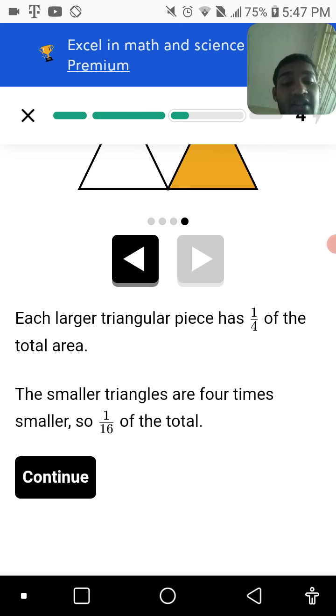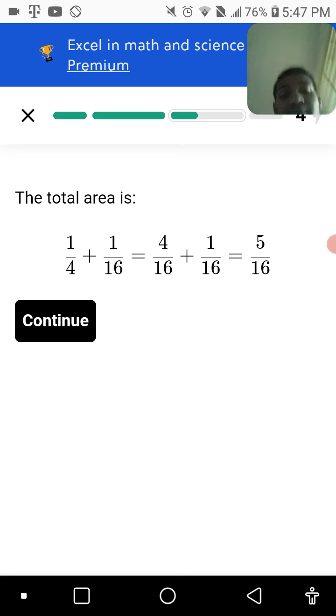Each larger triangular piece has 1 by 4 of the total area. The smaller triangles are 4 triangles, so 1 by 16 of the total. The total area is 1 by 4 plus 1 by 16, which is equal to 4 plus 1 by 16, that's equal to 5 by 16.